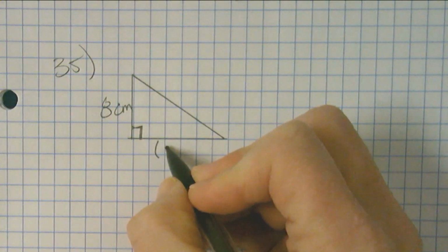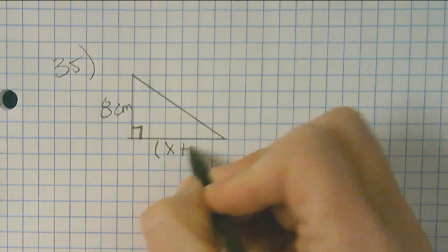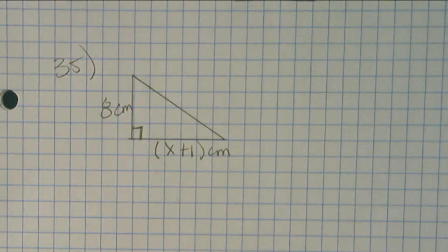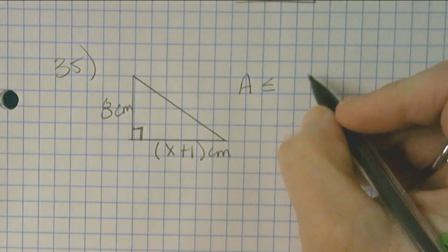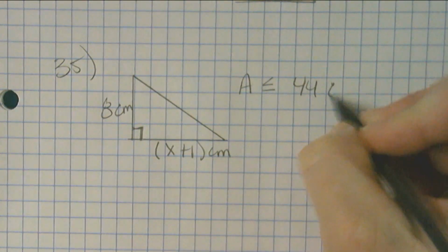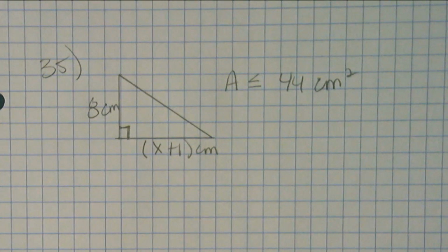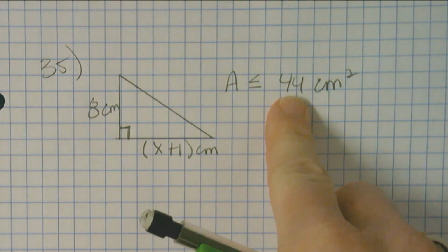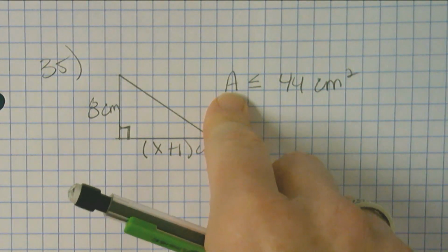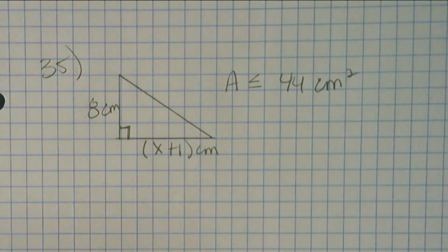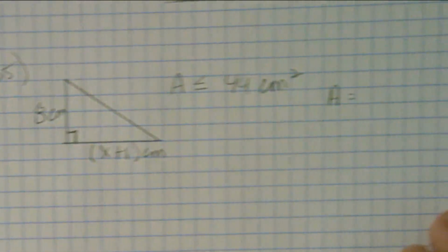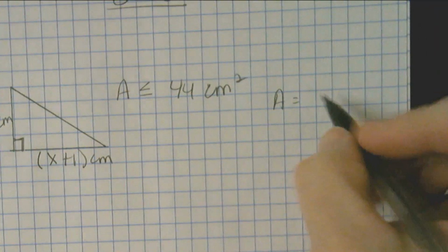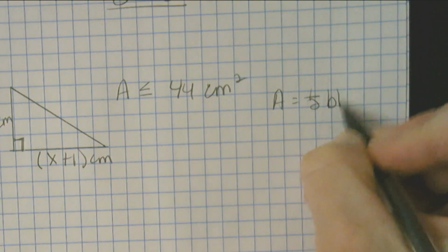My base is x plus 1 centimeters. And they tell us that the area is less than or equal to 44 centimeters squared. Okay, so this is the maximum the area can be. This A is our actual. How do I find the area of a triangle? Lily? Yep, 1/2 base times height.